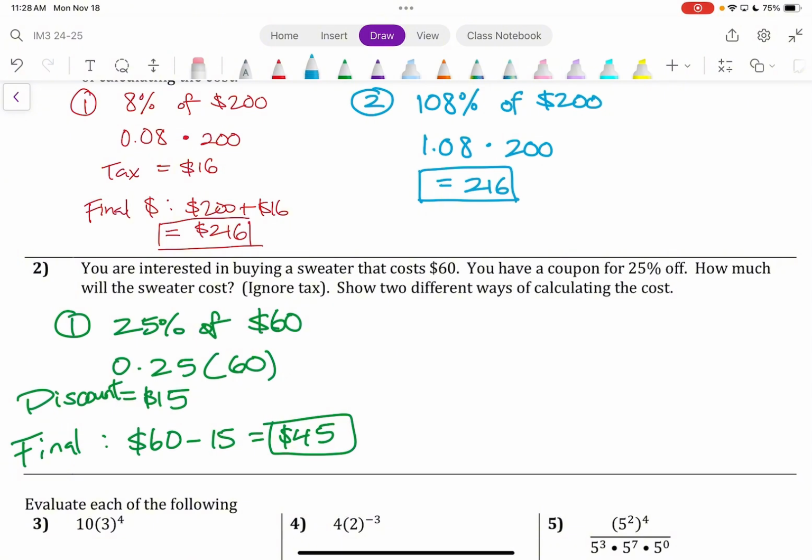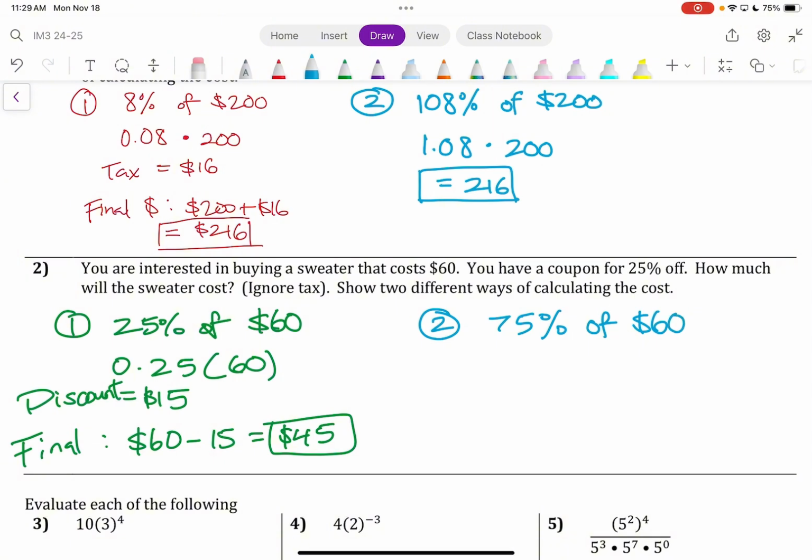Here's the second approach, which is going to be similar to what we did earlier. Now, 100% represents the total original value, but you're not paying for 100% of the original value of the item. You're not paying the $60. You have a 25% off coupon, so you're not paying 100%, you're paying 75% of the price of the item. So instead of figuring out the discount separately, you can figure out the final price by figuring out, what is 75% of $60?